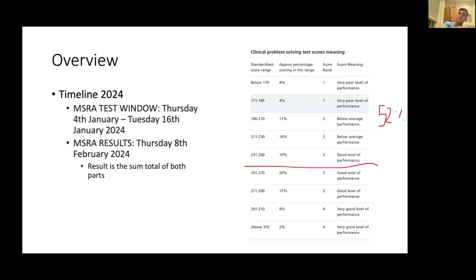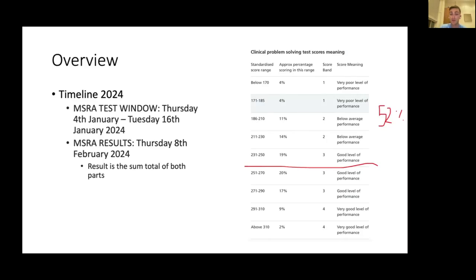Each one of those scores is scaled on a bell curve, and 250 looks to be roughly the average. So if you get 250, you're going to be in the top 48% of candidates roughly. And you can see that roughly here in this chart that I've marked it. So that's pretty much what we can take away from it.